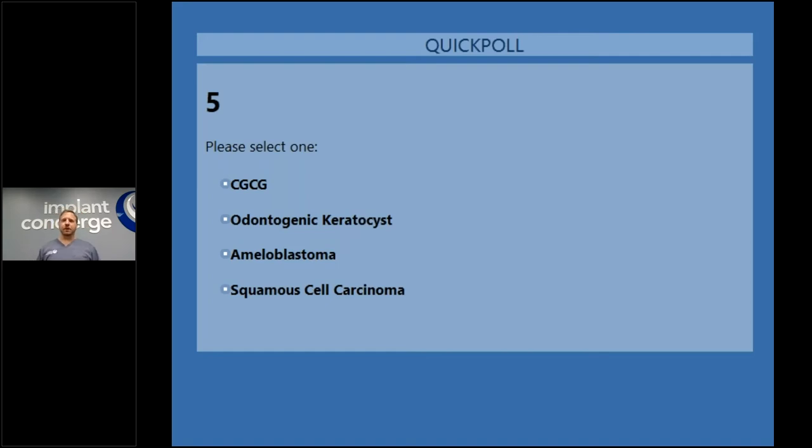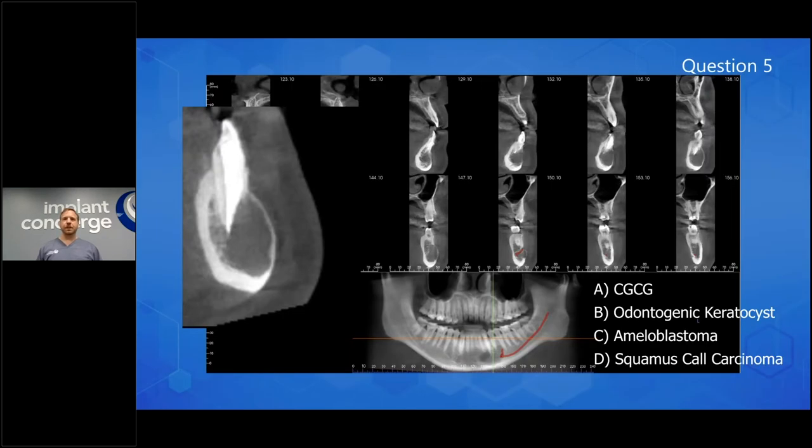Now, this is a real tough one. This is advanced radiology. But those who did CGCG, absolutely. And again, because of the patient's age, you can't rule out ameloblastoma, but you wouldn't lean so much to squamous cell carcinoma or OKC because, number one, you do have that expansion and you do have that resorption. I'm really impressed, that's definitely an advanced diagnosis.